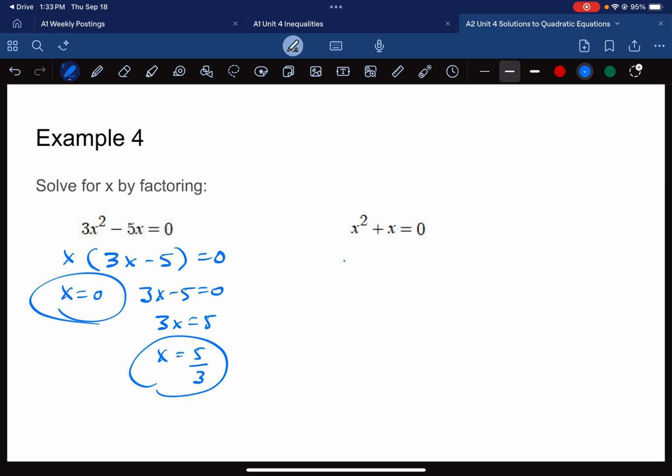All right, so factor the x out, and you're left with x plus 1. And then you set them each equal to 0. And you get negative 1 and 0.